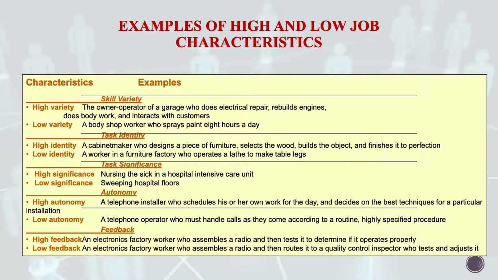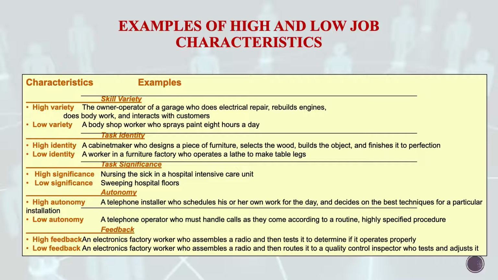Some examples of high and low job characteristics. For example, from the perspective of skill variety, the owner-operator of a garage who does electrical repair, rebuilds engines, does body work and interacts with customers has a high variety of skills.